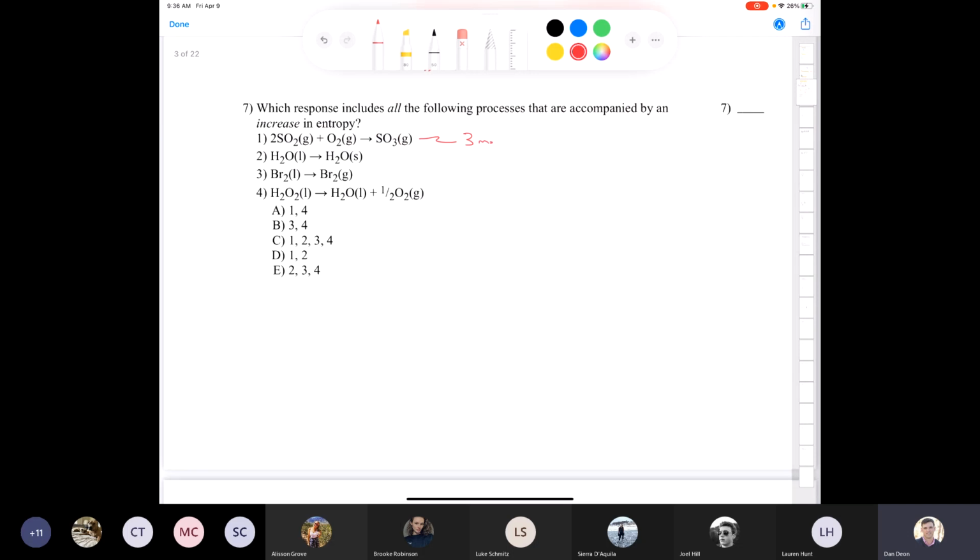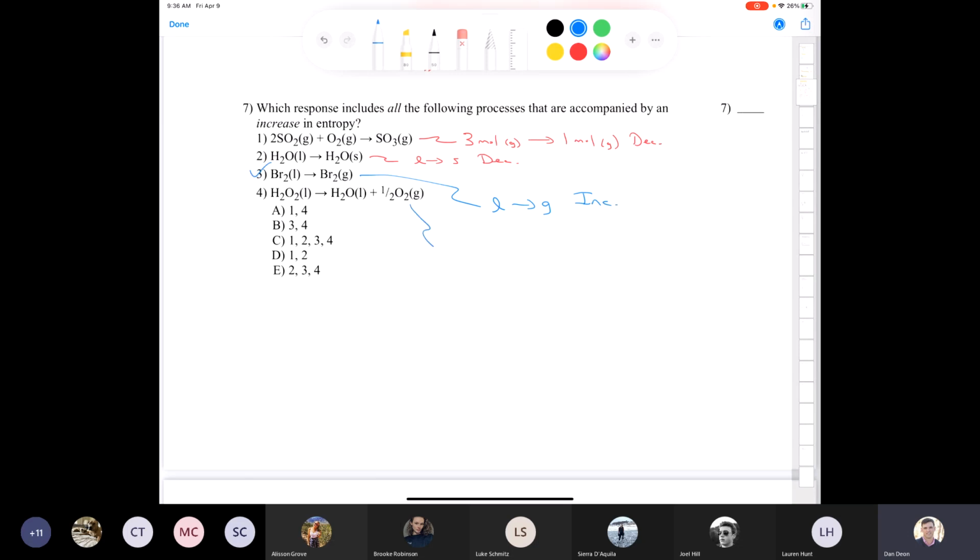So we're going from 3 moles of gas to 1 mole of gas, and so that is definitely not an increase in entropy. That is, in fact, a decrease in entropy. If you look at the second one, we're going from a liquid to a solid. That is also going to be a decrease in entropy. If we go to the third one, we're going from a liquid to a gas, which is going to be an increase in entropy. So that's a good one.